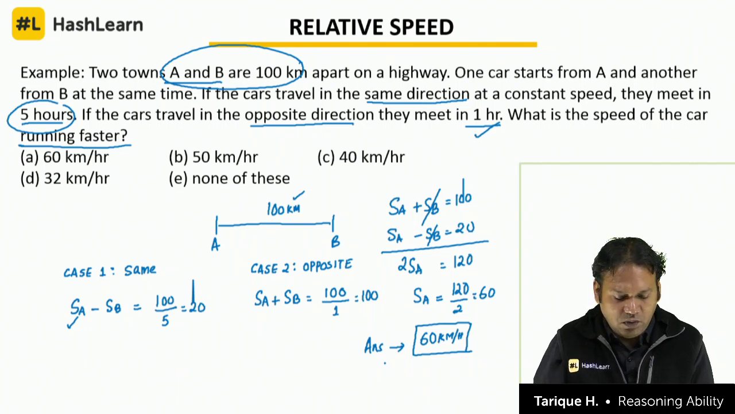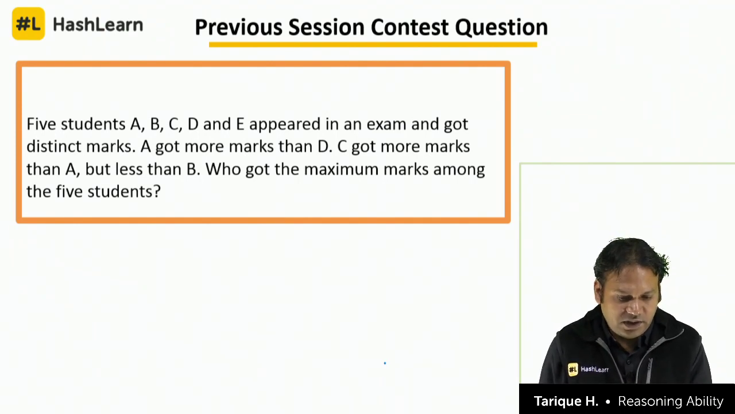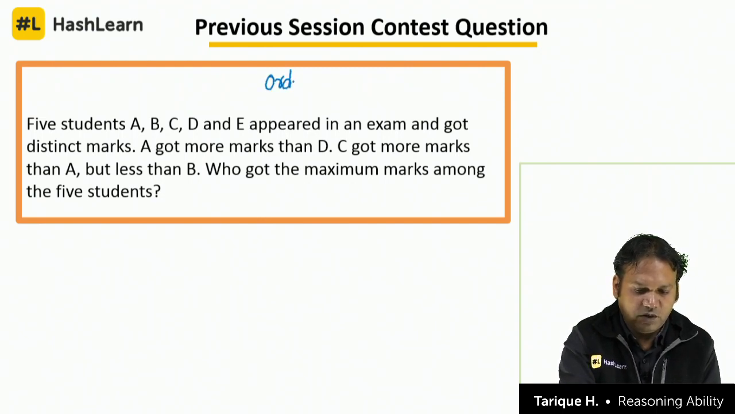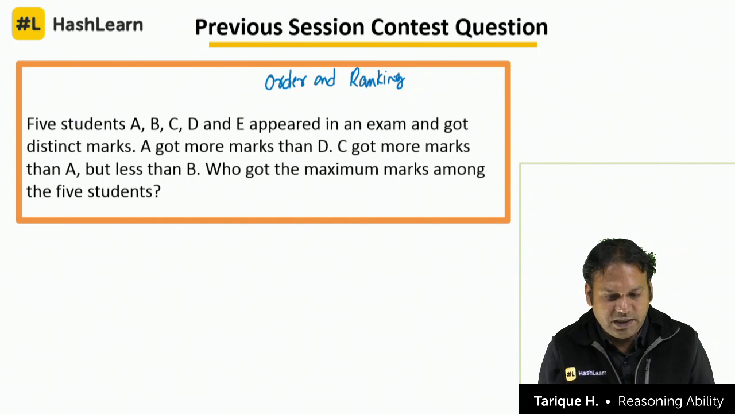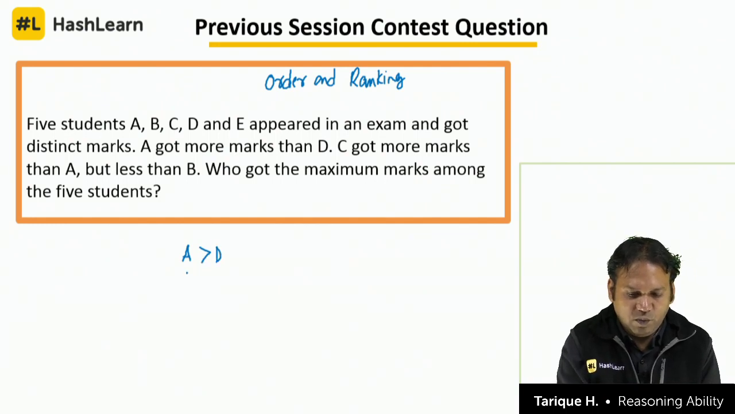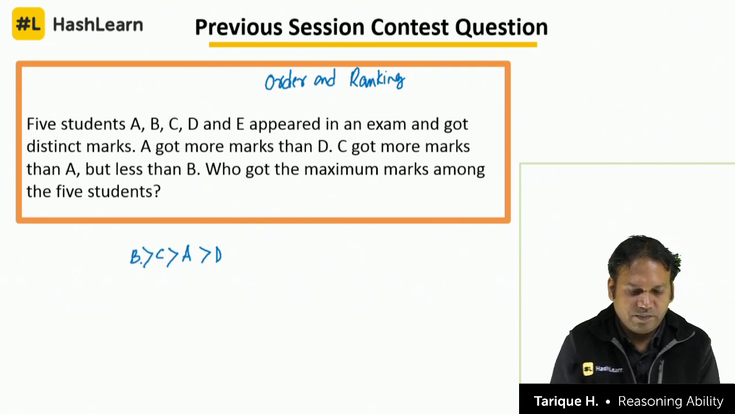Okay. Now, let us see the previous session contest question that we had discussed yesterday, order and ranking. For which topic we have this question, order and ranking. So, what is the question? A, B, C, D, E appeared in an exam and got distinct marks. A got more marks than D. C got more marks than A. So, I can directly write here, C got more than A but less than B. So, B will be here.